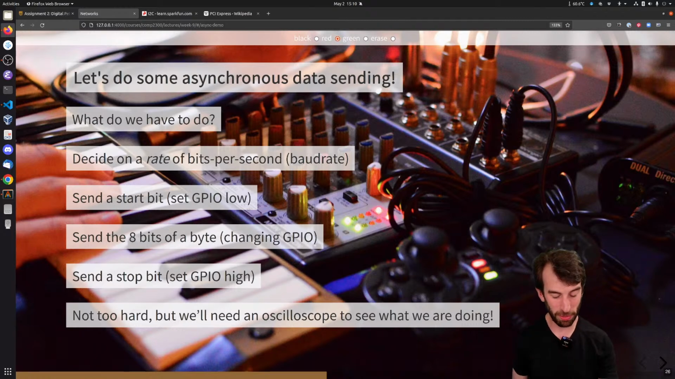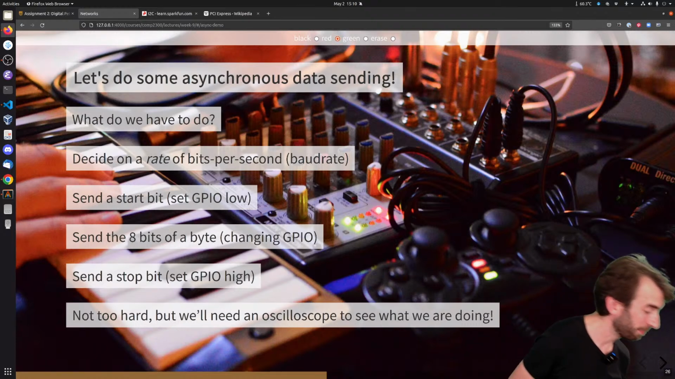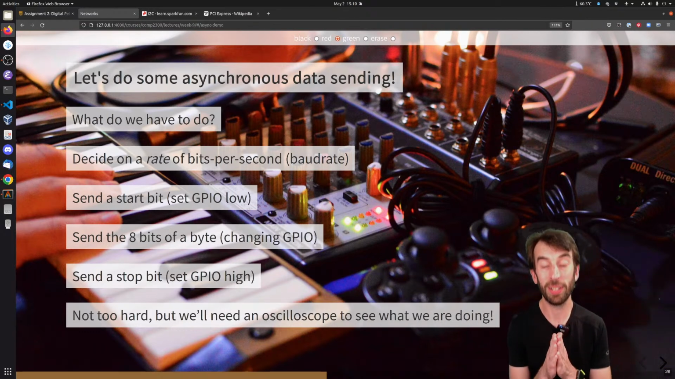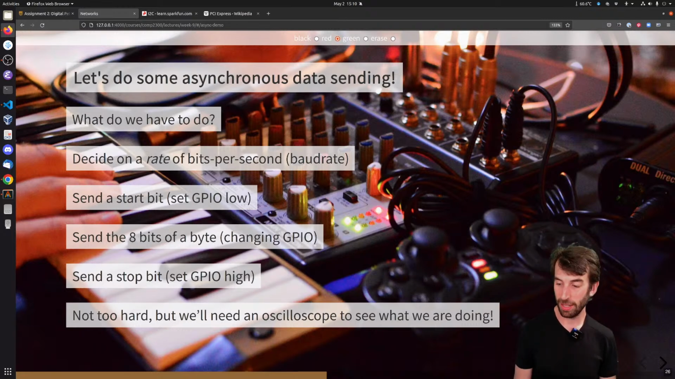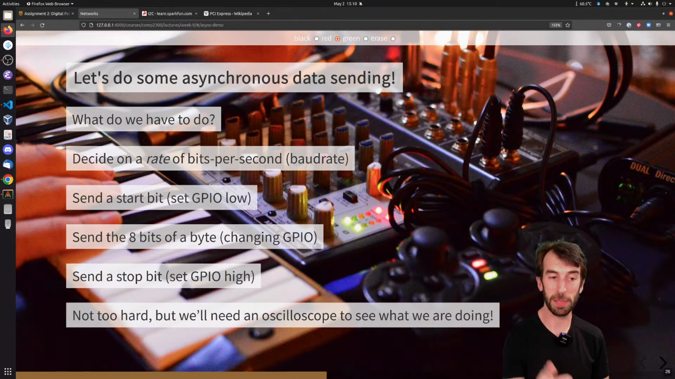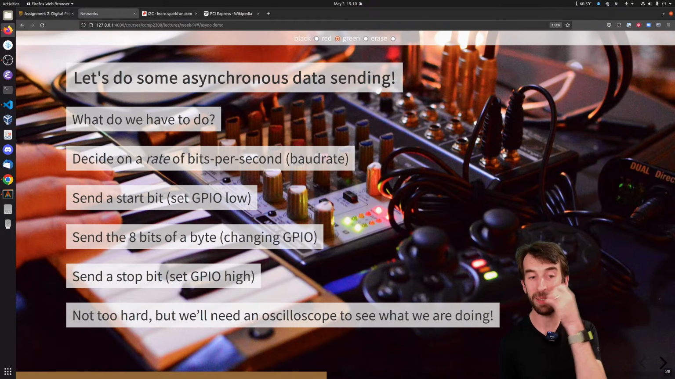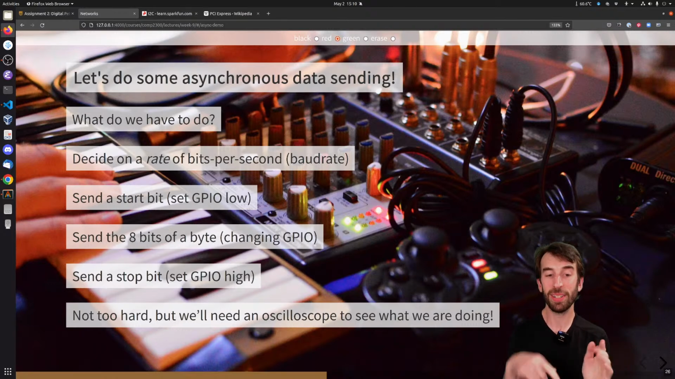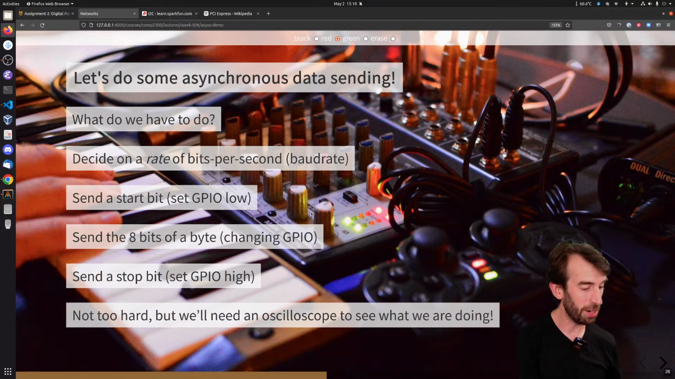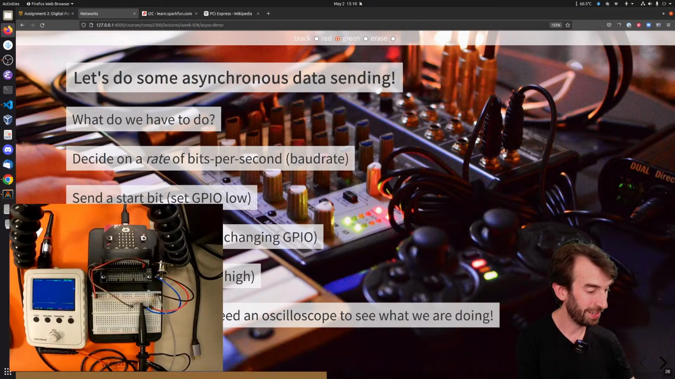I'm going to put my scribbly board away so I've got more typing space, because this is going to be a heavy time. All right, we're going to send some serial data and we're going to look at it on an oscilloscope. And we're going to decide on a rate of bits per second. We're going to send our start bit, set the GPIO low. We're going to send the 8 bits of a byte, changing the GPIO up and down, and then we're going to send a stop bit, sending the GPIO high, and then hopefully we will do something useful with it.